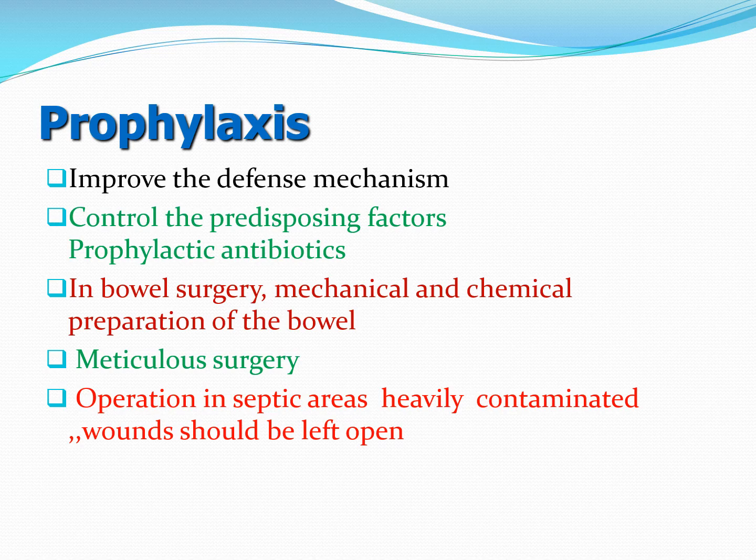Why do we do prophylaxis? To improve the defense mechanism and control the predisposing factors. We can give prophylactic antibiotics to prevent that. In bowel surgery, mechanical and chemical preparations are a good prophylaxis for decreasing the amounts of bacteria in the bowel, along with meticulous surgery so as to prevent any collection of blood developing into a hematoma or seroma, or letting the germs or bacteria be inoculated inside the wound.